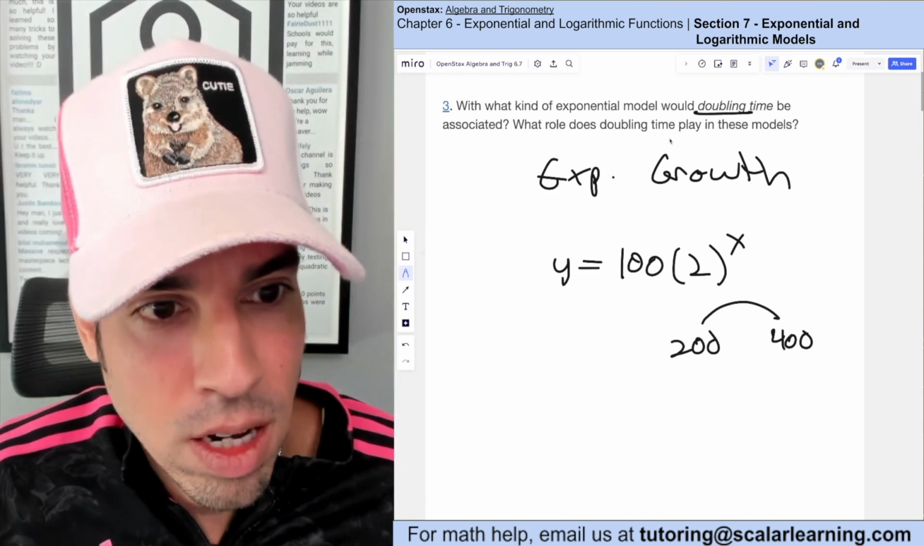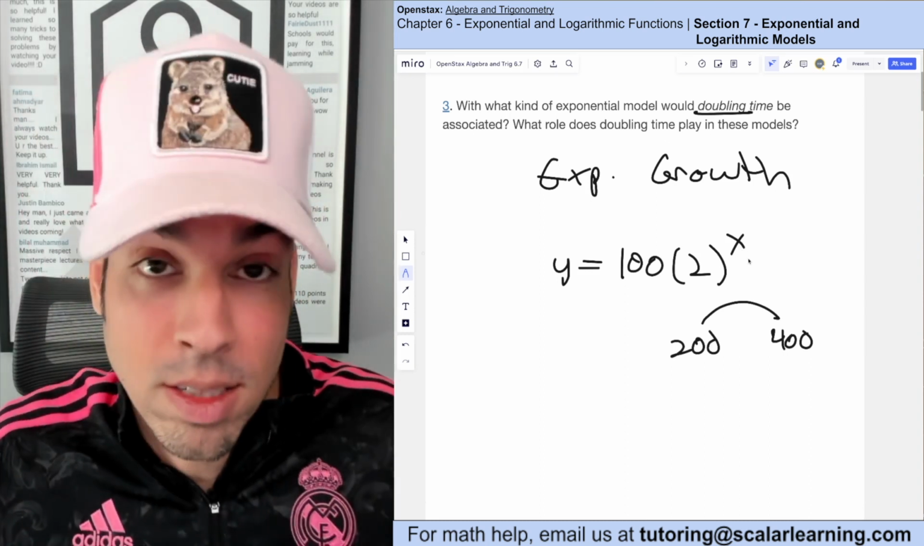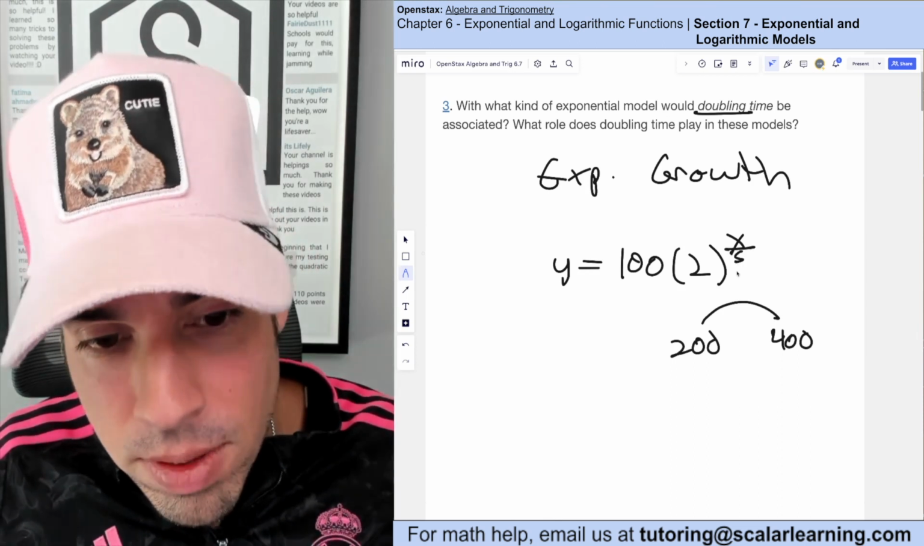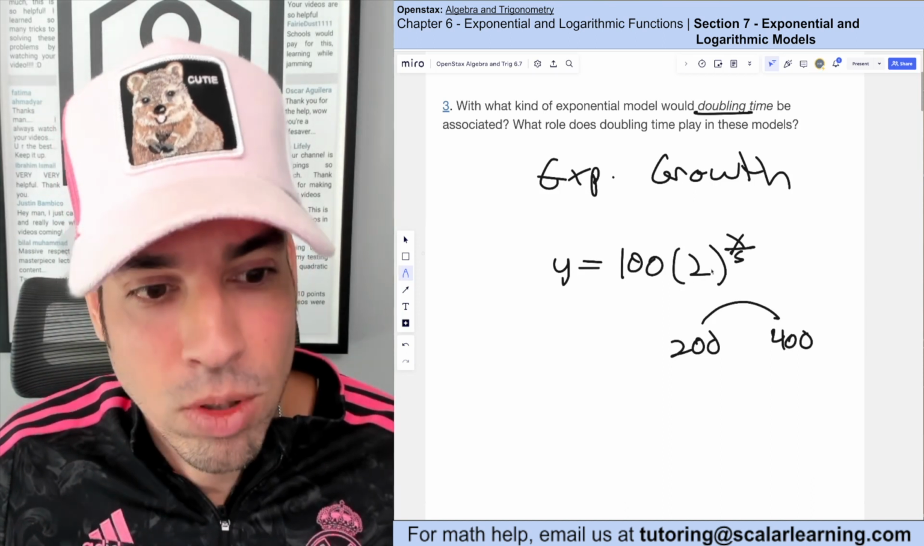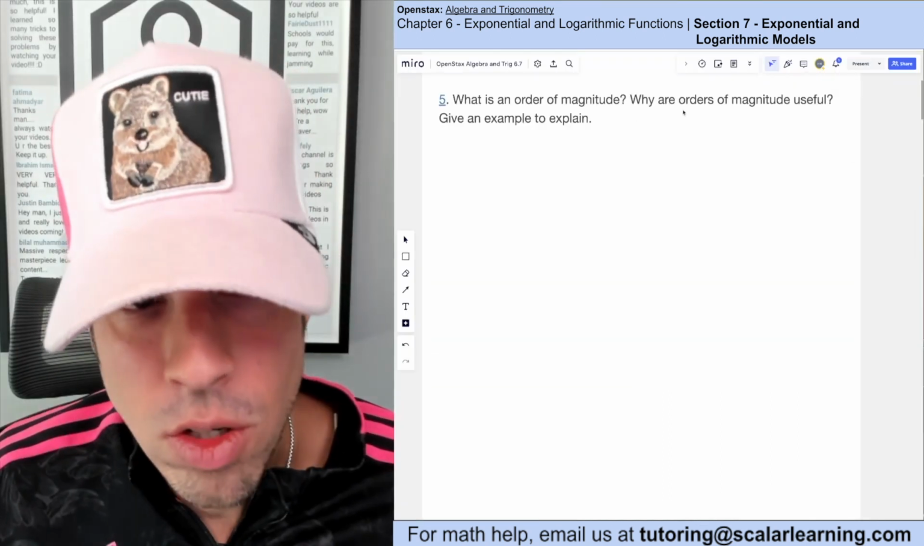And once again, doubling time is the amount of time it takes to double. So in this example, it would be every 1, let's say, hour or 1 minute or whatever. If I had this as x over 5, now it'd be different. Now it would take 5 hours or 5 minutes, depending on the unit, for this to double. So that's what doubling time is. Boom, done.